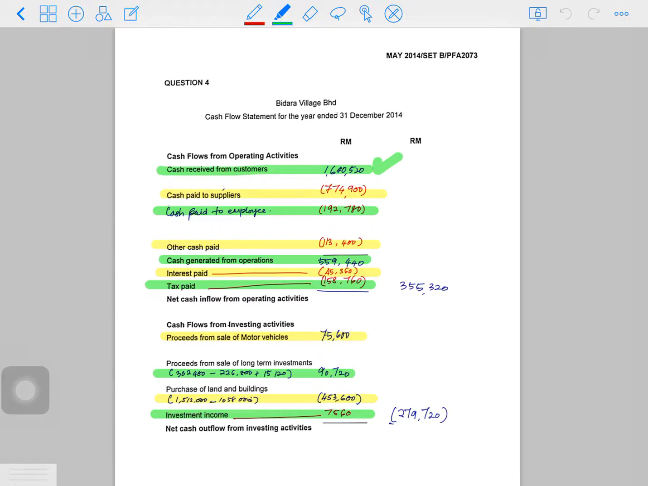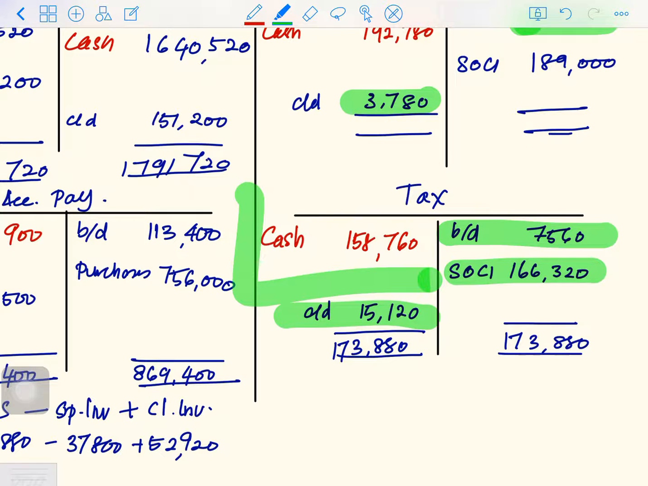Amount yang kita charge dalam SOCI berapa? Kita kena tengok SOCI lah. Comprehensive income, tax expense yang kita charge kan, which is 166,320 kan. So the balancing figure in your tax account would be the amount of cash that you pay for tax. Okay. Maknanya bila you bayar, debit tax expense, credit cash kan. Betul tak? So cash amount yang you bayar tax ialah 158,760. Yang ni akan masuk dalam section tax.